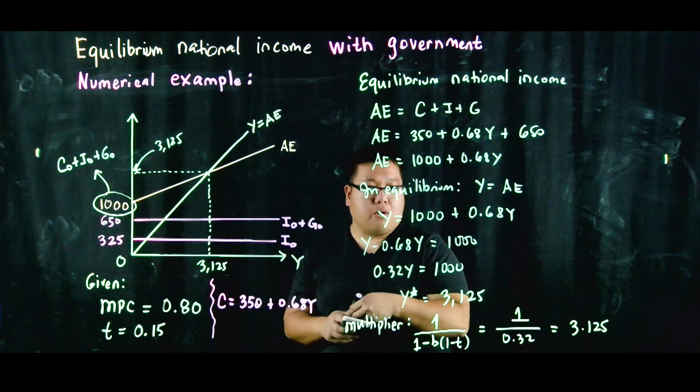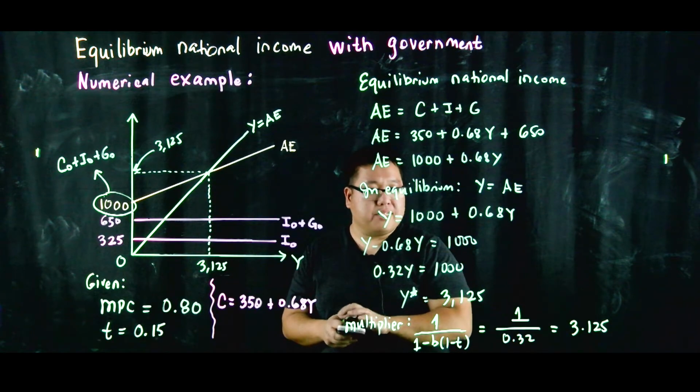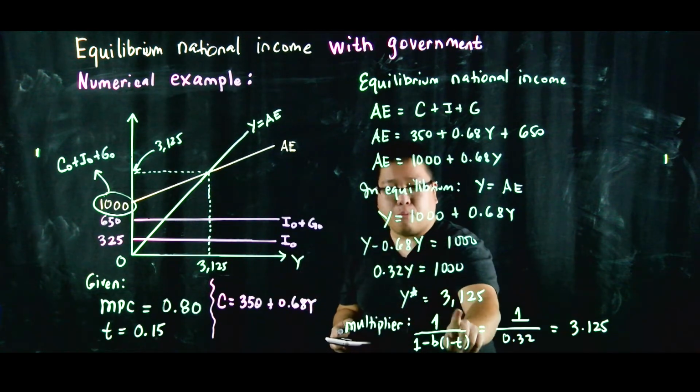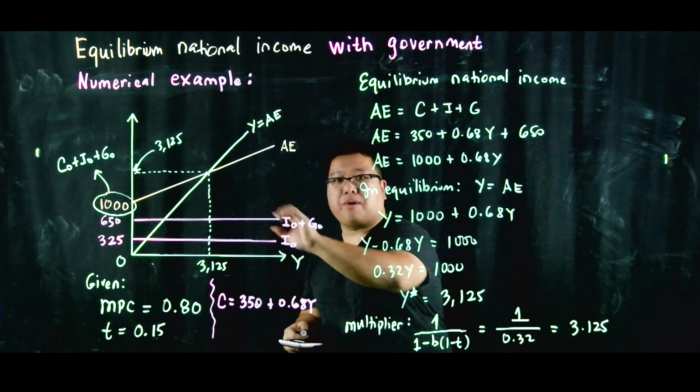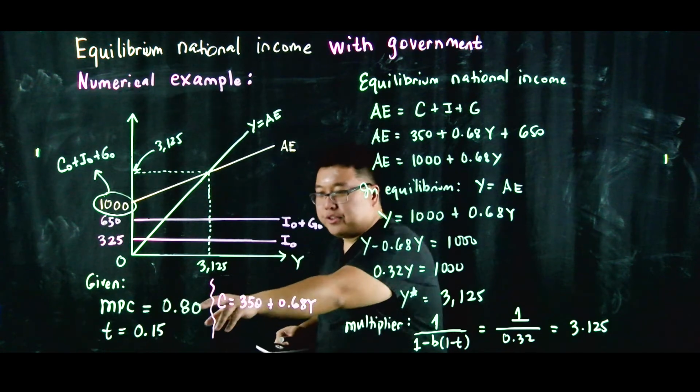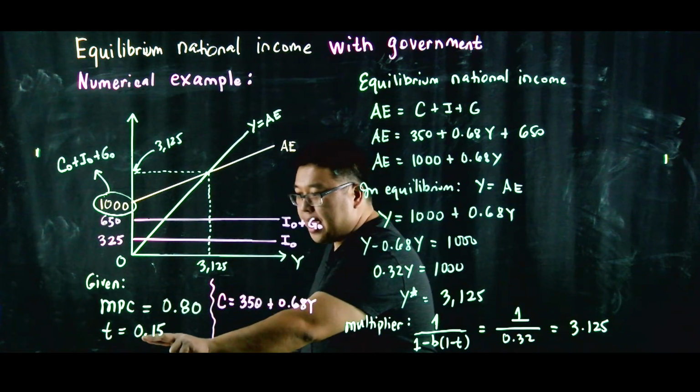So there you have it. This is the equilibrium national income Y star, and we have the value of the multiplier, using the information that we have here in the graph and just the marginal propensity to consume and the net tax rate.